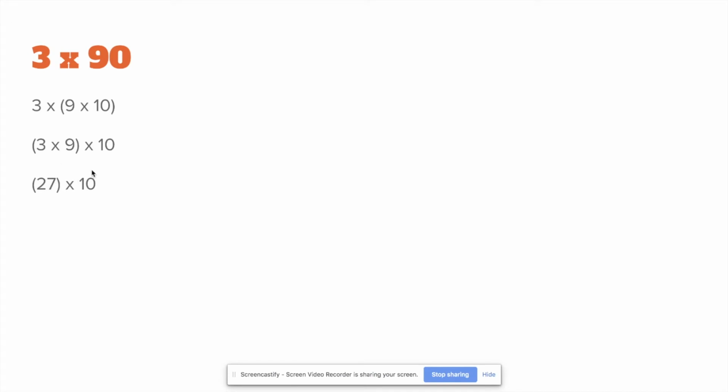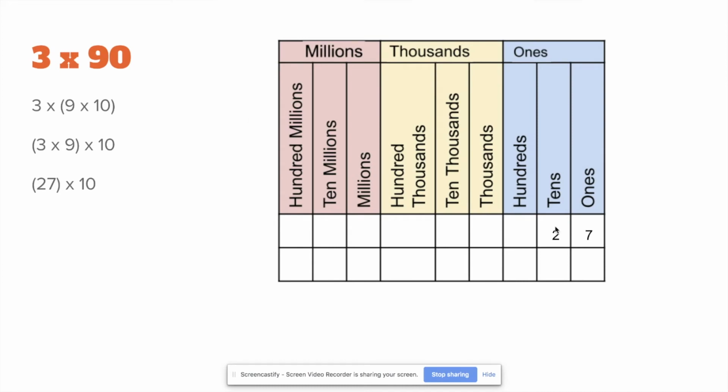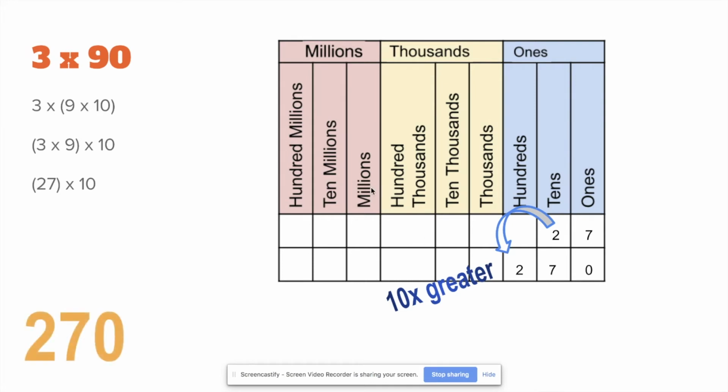What's 27 times 10? Let me get my handy dandy place value chart. So I've got 27, 2 10s, 7 1s. So 10 times more than 2 10s is 2 hundreds. And then 10 times more than 7 1s is 7 10s. And then we didn't have anything over here, so there's a 0 in the ones place. So 10 times more than 27 is 270. So 3 times 90 is 270. That's interesting because 3 times 9 is 27, 3 times 90, 270.